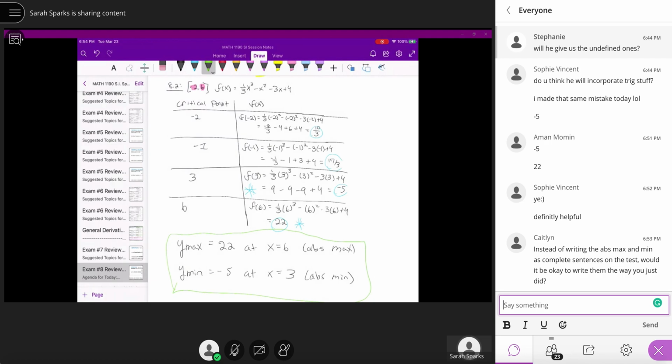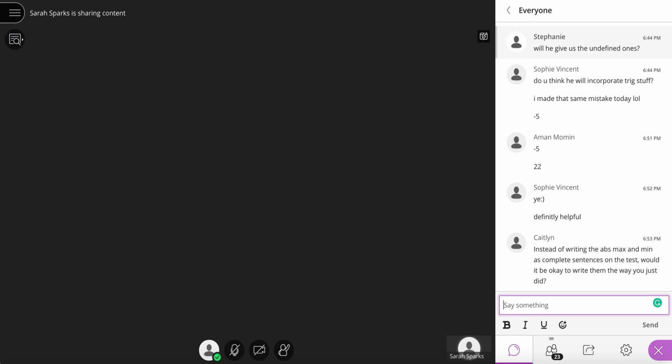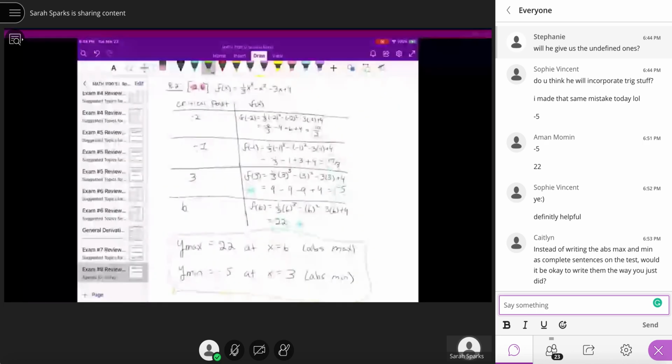Instead of writing abs max and abs min as a complete sentence on the test, would it be okay to write them the way you just did? I would ask Dr. Noring personally for that question. I don't think he would give points off for writing it like this, but it is a little more professional and clean cut if you write it in complete sentences as a conclusion. But it should be fine. If you want to just ask him, he'll be able to see this was the max, this was the minimum.